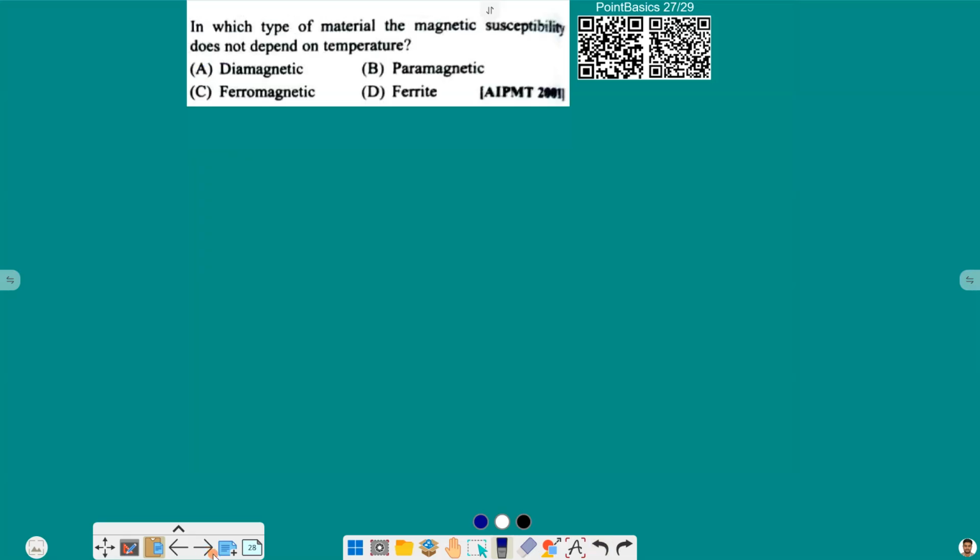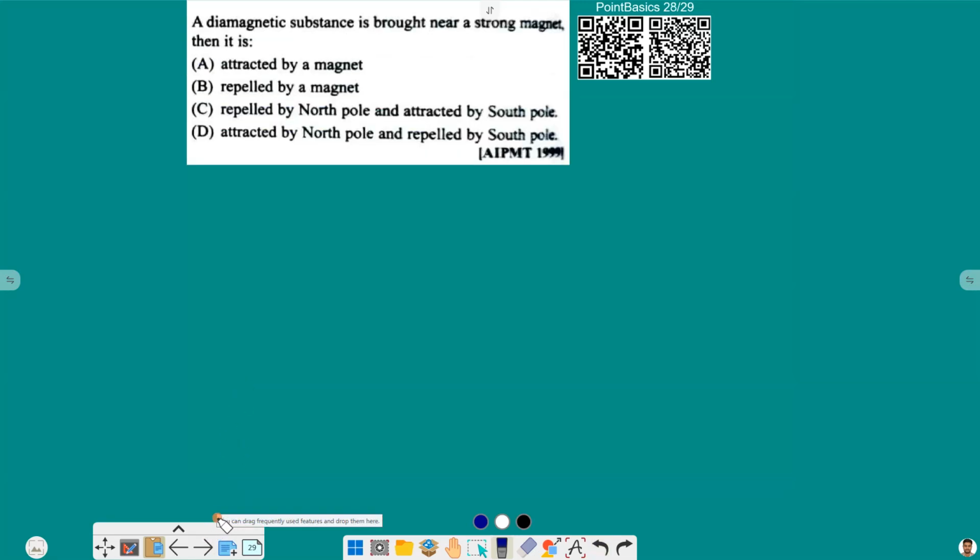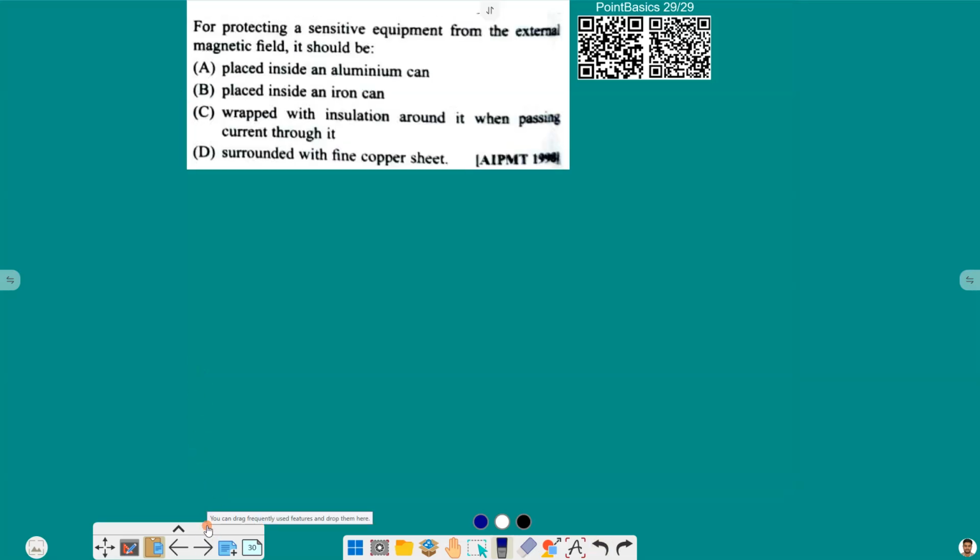In which type of material magnetic susceptibility does not depend upon the temperature? And these are the diamagnetic materials, because their susceptibility is almost zero. Next one, diamagnetic substance brought near a strong magnet. If it is brought near a strong magnet, then it will be repelled by the magnet. So option B.